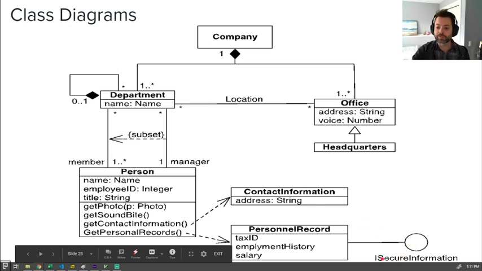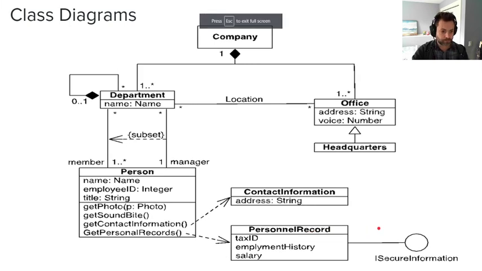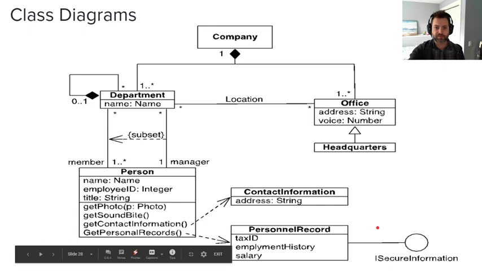So here we have an interface I secure information. Interface is typically prefaced with I to denote it's an interface as well in the name. But here we'd have some rules for how we access personnel record. And let me do that because that will be helpful for viewing things. Okay, so we have interface, we have our boxes for classes.